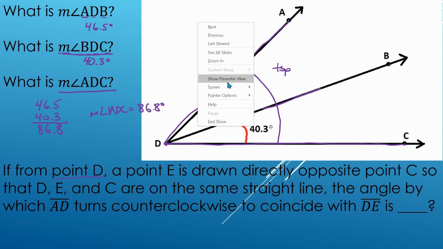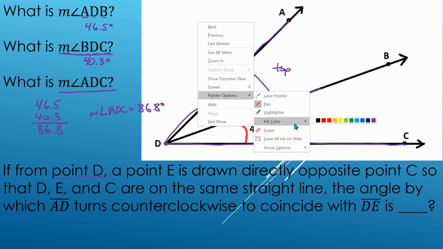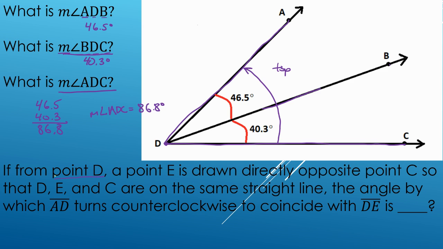I'm going to change my color to yellow. Here we go. So, if from point D, right here, a point E is drawn directly opposite point C, so that D, E, and C are all on the same straight line. So let's draw that, or imagine that. We extend this line opposite C, and we're drawing point E on it right here, anywhere on that line really, so that E, D, and C are all in the same straight line.